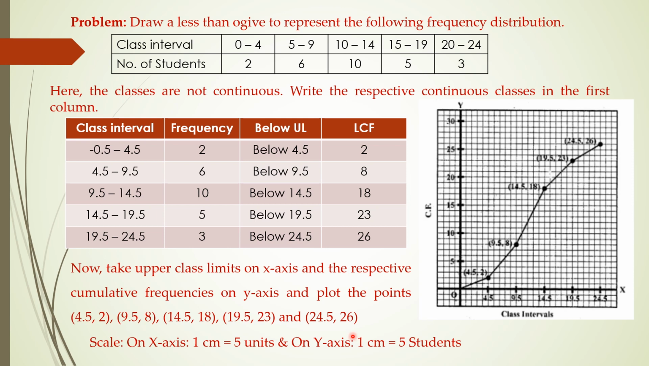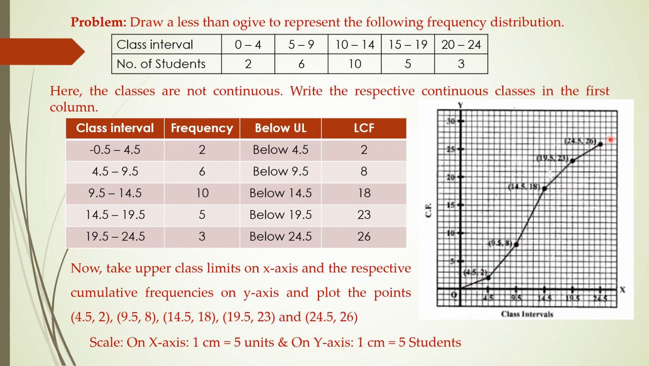On this graph, the scale we have taken is, on the x-axis, 1 cm equals 5 units, and on the y-axis, 1 cm equals 5 students. Now plot the point (4.5, 2). Start from the origin, move to 4.5 and then 2 units up. This is the point (4.5, 2). Similarly, you can plot the remaining points on the graph.